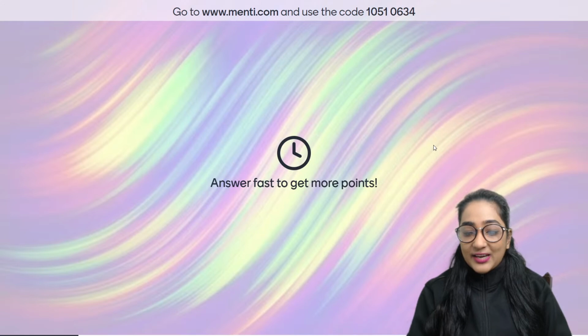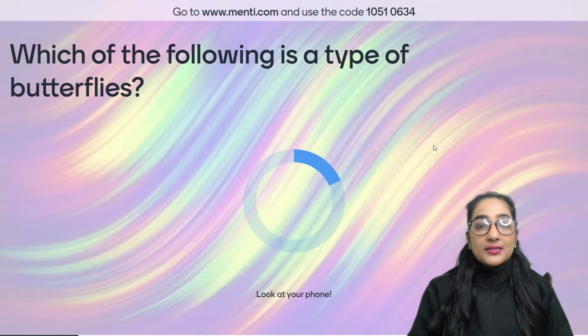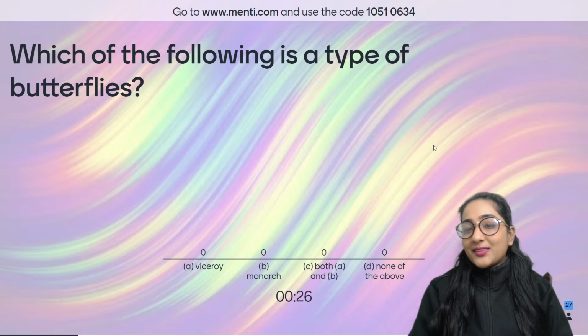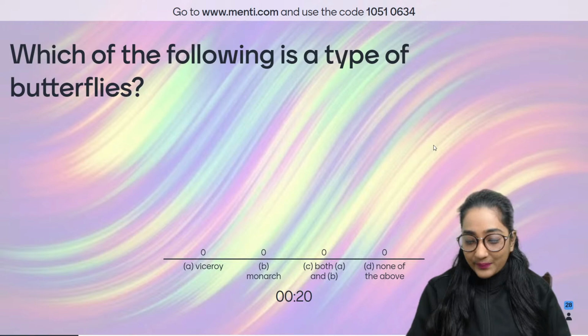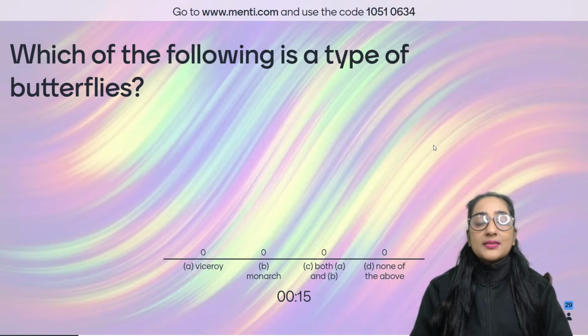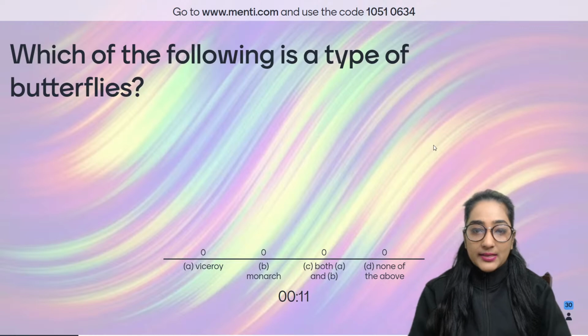Let's have a look. Which of the following is a type of butterflies? Viceroy, Monarch, both A and B, or none of the above? I think the answer is very easy, right? We already did that. Again, Zed, did you misclick again? I hope not, right? So what exactly is going to be the right answer here, guys? A, B, C, or D? What is it? All right, Zed says B. Okay, Preeti says C. Shrest says C. Okay.